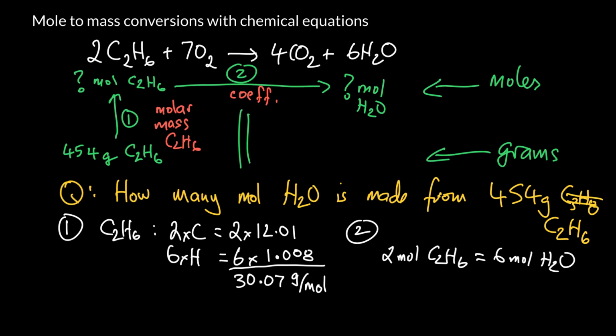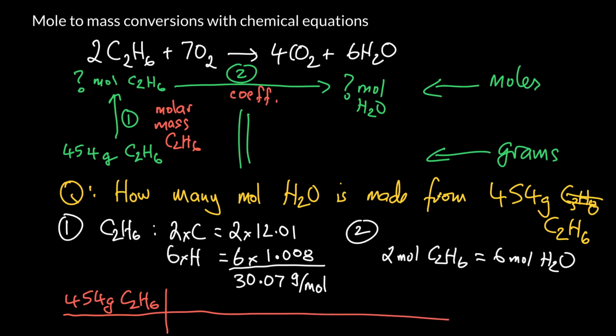So down at the bottom, we can train track the heck out of this. We can take our 454 grams of C2H6 and we can convert. And here's a nice trick, right? Instead of writing the conversions as individual multiply by fractions, we can just do train tracks like so. We multiply everything on the top and we divide through everything on the bottom. So what do we want to do first? We want to convert grams to moles.